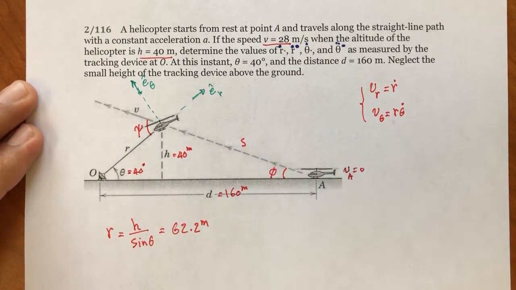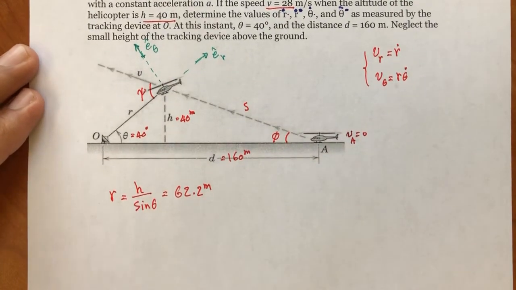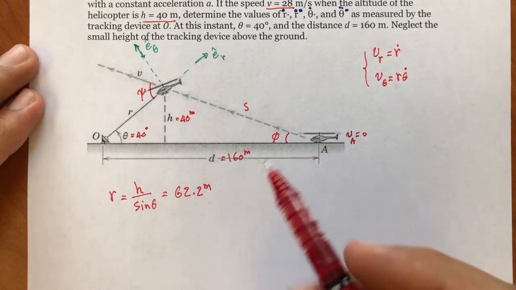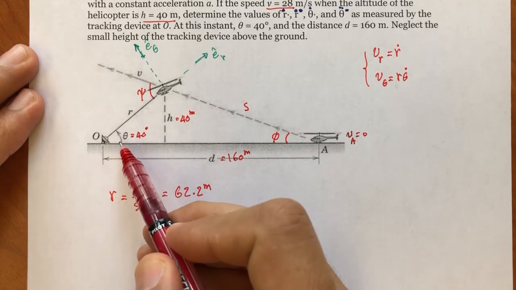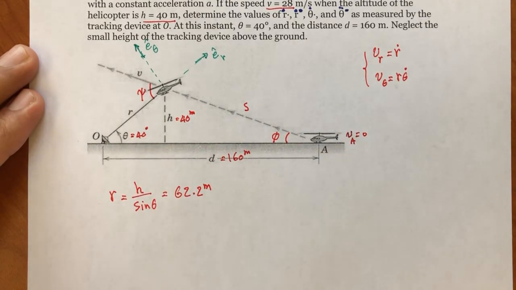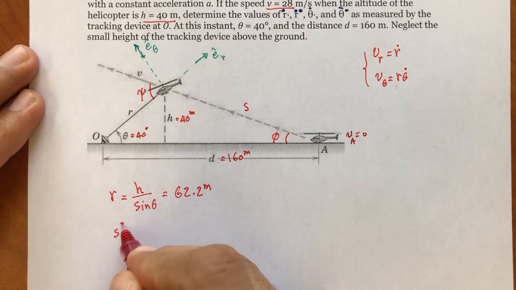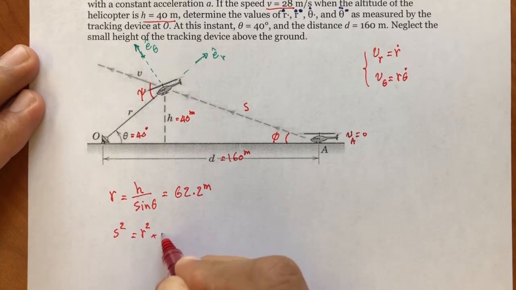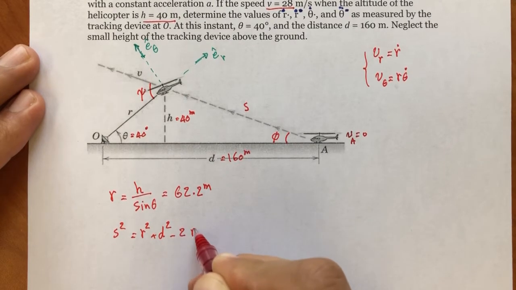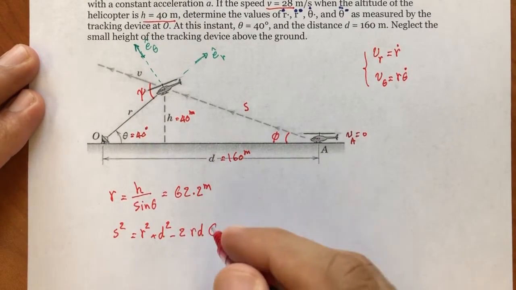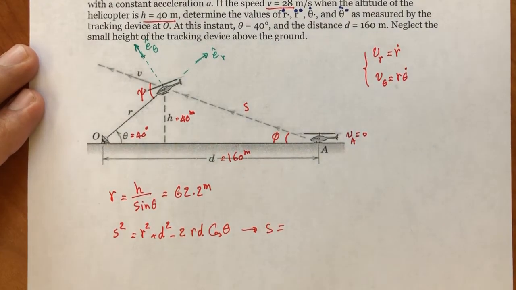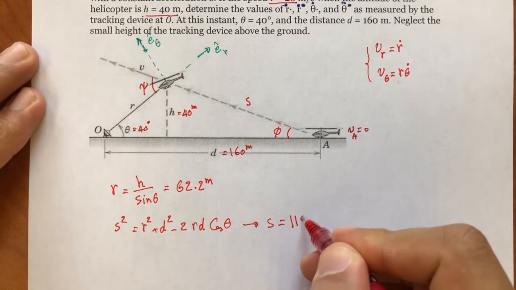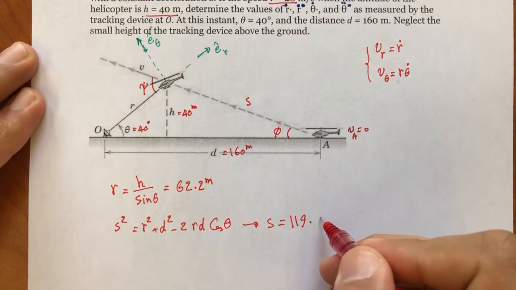So let's find s. To find s, we have different options, but probably the law of cosine is the most straightforward way, because I know what r is, I know what d is, I know what theta is, so I'm going to be able to find s. s squared is going to be equal to r squared plus d squared minus 2 r d cosine of the angle between them, cosine of theta. And if you put the numbers, s is going to be equal to 119.2 meter.